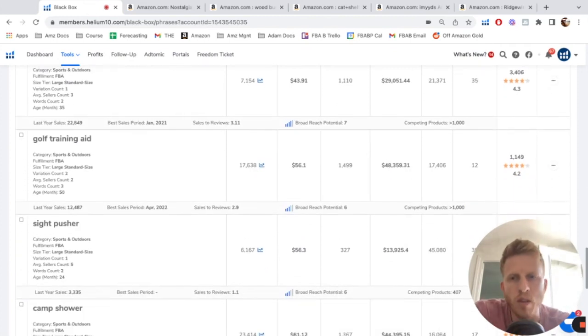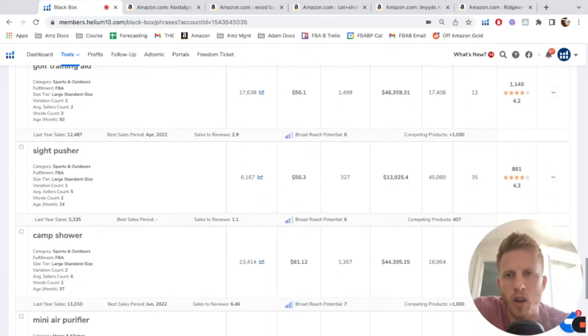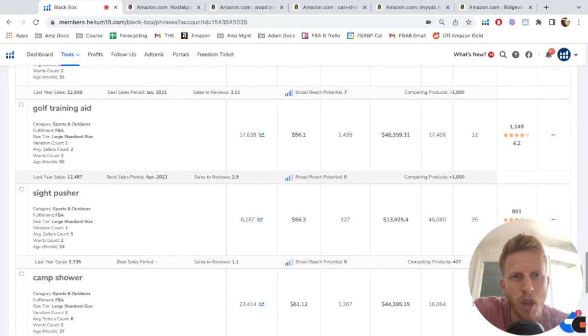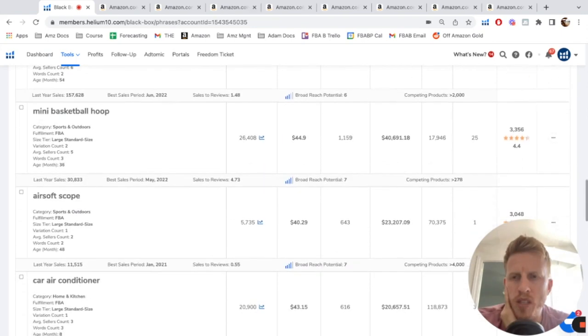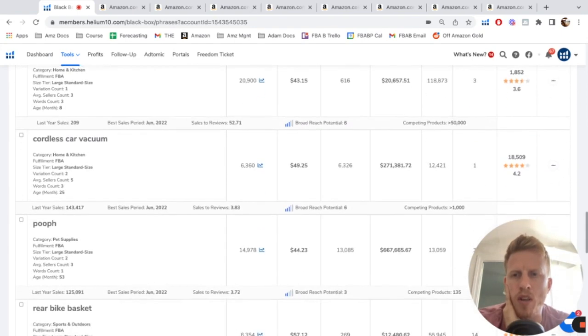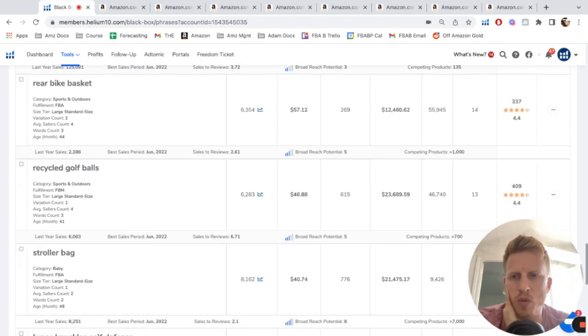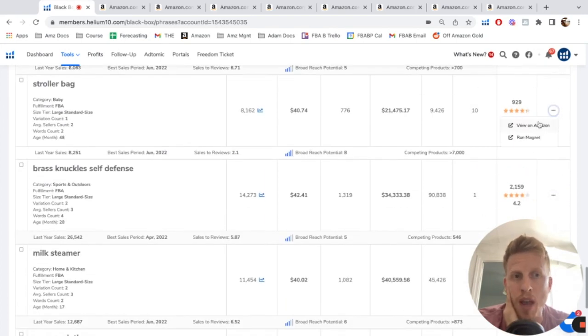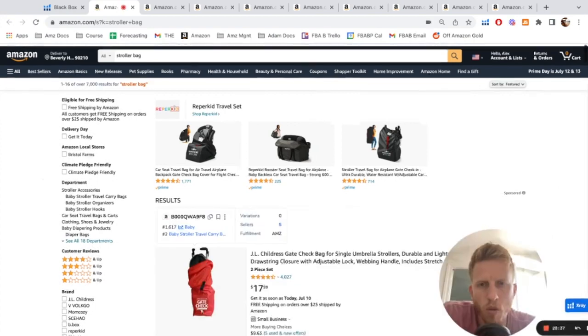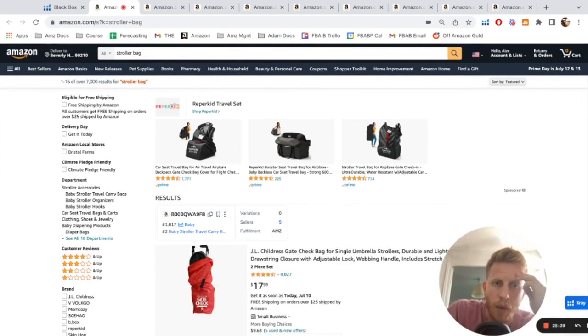And obviously from there, you go on to understanding if you can actually improve the functionality of the product. I'm always thinking, what is the actual niche? What's the niche behind this? So, stroller bag, what is the niche behind this? This is parents that are traveling, and parents that travel have a bit of money and really want to make life easier for themselves. So there are big pain points there.